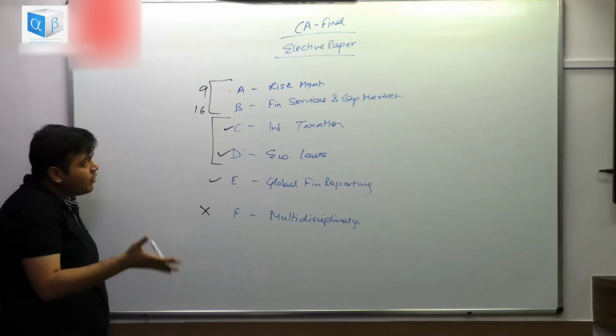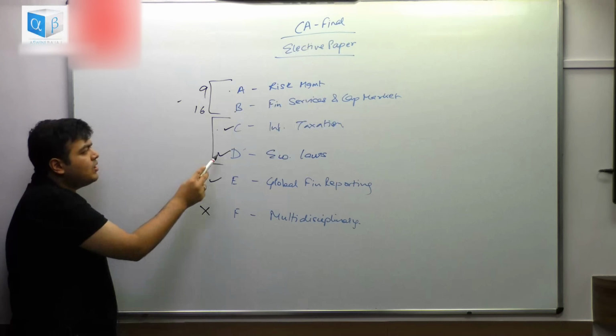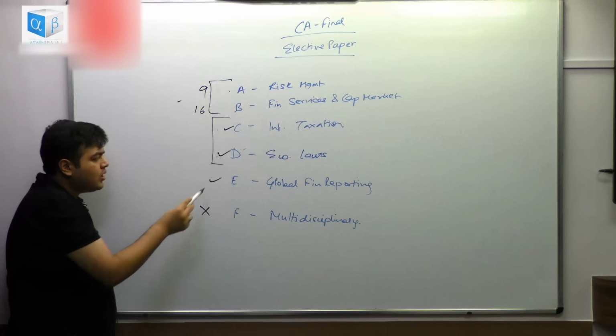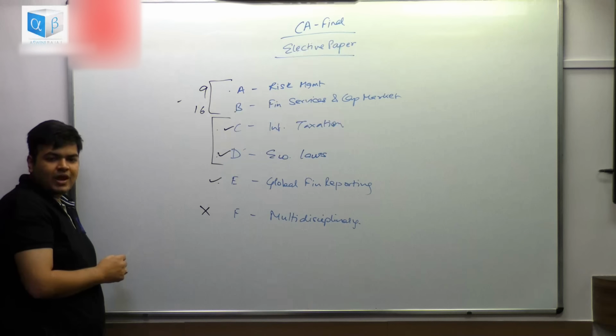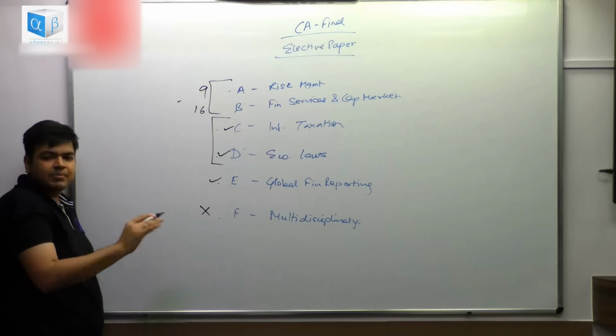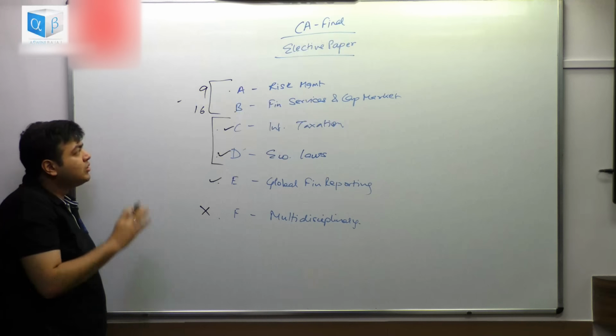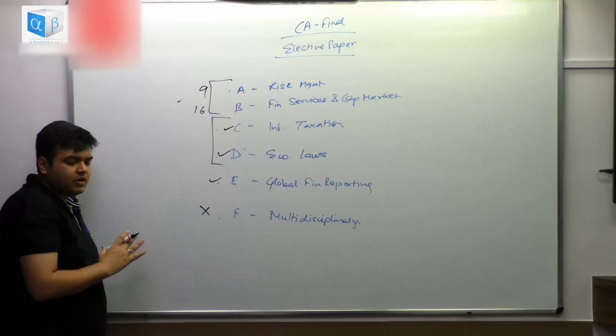So if you're looking at finance, you go for one of these two. If you're looking for taxation, you go here. If you're looking at law, then you go here. If you're looking at global reporting, financial reporting and all, you go over here. And otherwise, I think multidisciplinary is something that you are better off skipping for a couple of years at least right now. So this is the basic outline of the paper.